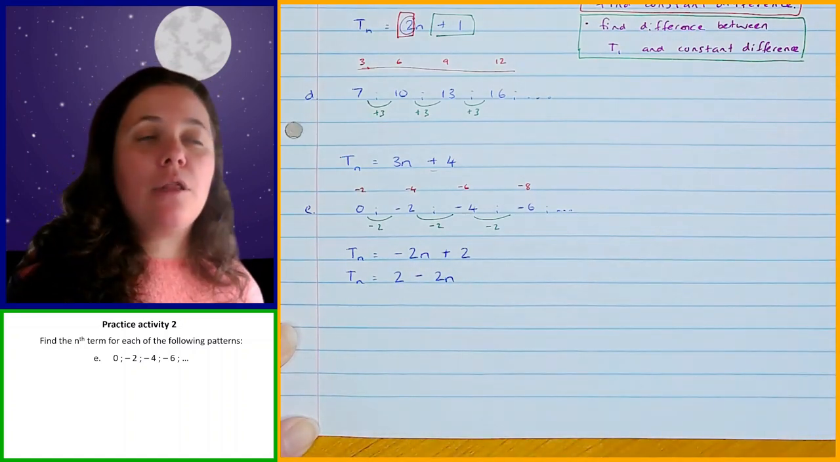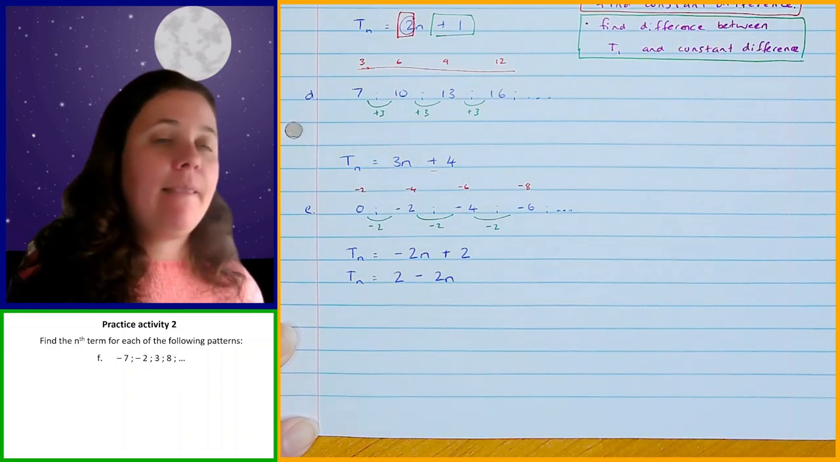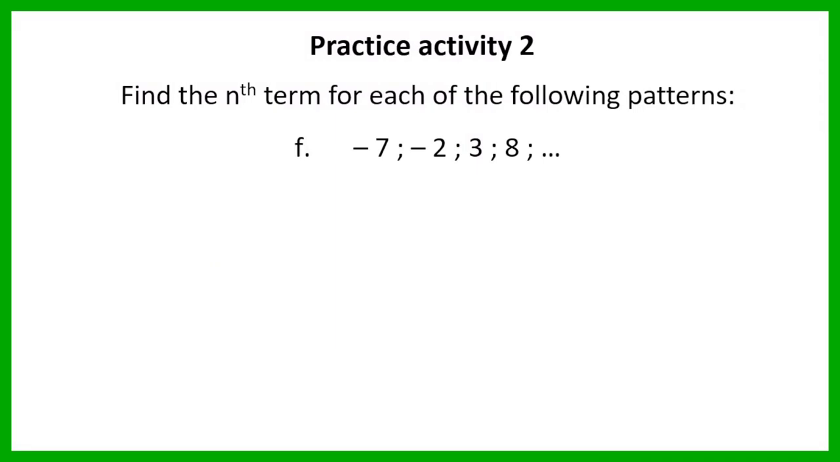Okay, and then the last one that we're going to do with just finding rules at the moment is this one over here. You've got negative 7, negative 2, 3, 8. I'm going to give you 1 minute again to work on this one.